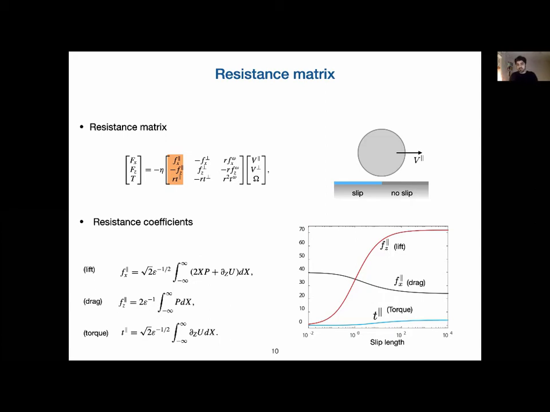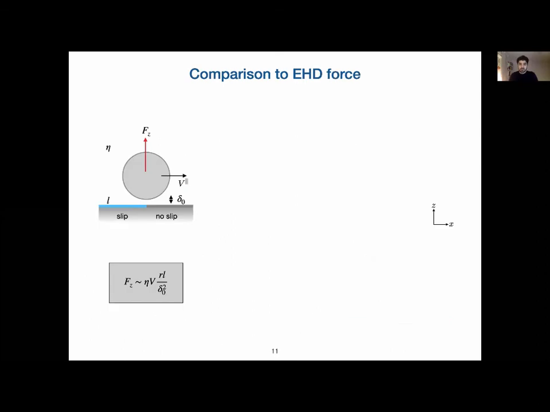So this shows how the lift depends on the slip length, and it clearly saturates for large slip lengths. We can also perform a simple scaling analysis of this. If we do that, we see that the lift force is proportional to the viscosity eta, the velocity of the cylinder parallel to the wall, v, the radius, and the slip length, L, as well as inversely proportional to the gap thickness to the power of 2.